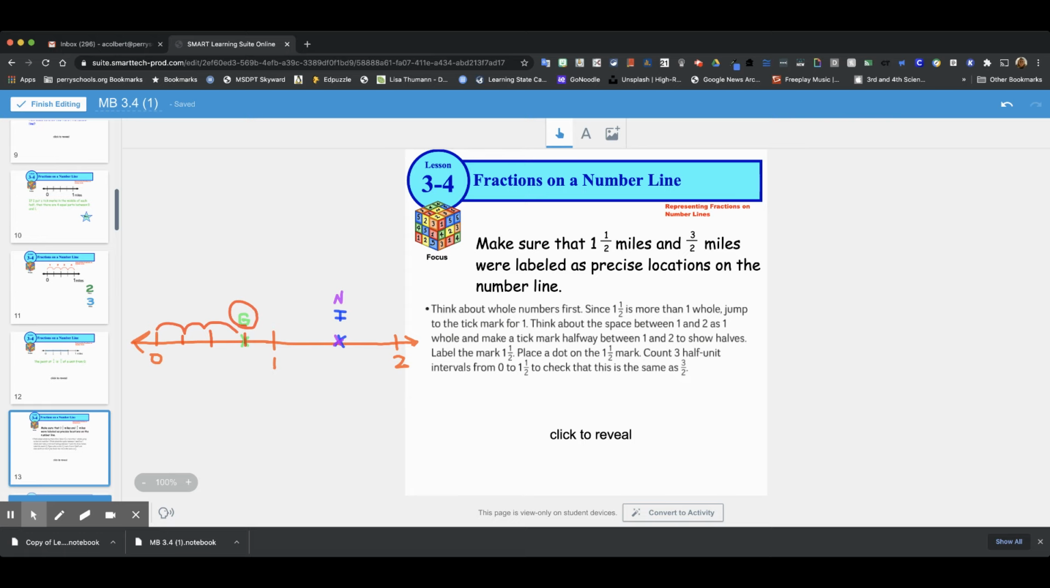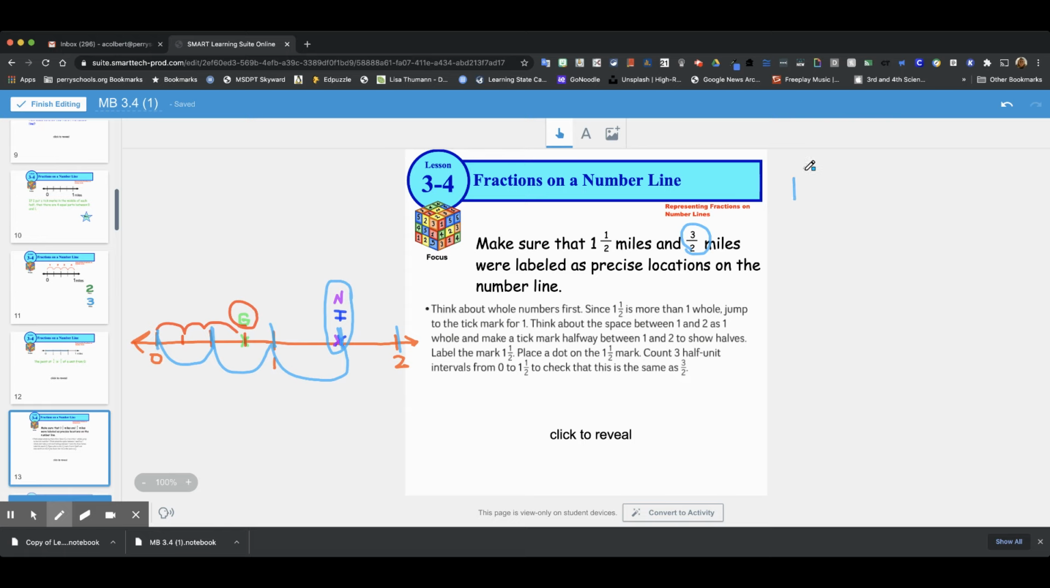Count 3 half-unit intervals from 0 to 1.5. Take a look at this. So we've got 0, 1, and 2. But if I do my half marks, here's a half, here's a half. I can go 1, 2, 3 halves. That's right here, 3 halves. So that shows me that 1.5 and 3 halves is the same.